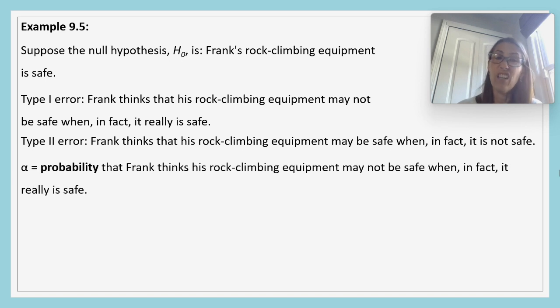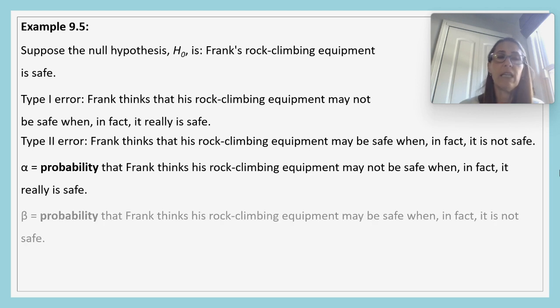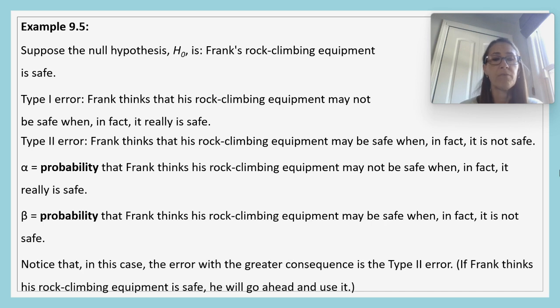Alpha is the probability that Frank thinks his rock climbing equipment may not be safe when in fact it really is. And beta is the probability that Frank thinks his rock climbing equipment may be safe when in fact it is not safe. The error with the greater consequence in this situation is the type 2 error. If Frank thinks his rock climbing equipment is safe, he's going to go ahead and use it. And if in fact it is not, that is not a good situation. Some of our examples in this video show you the type 2 error is the one with greater consequence, but it's not necessarily always the type 2 error. Sometimes it's the type 1 error.